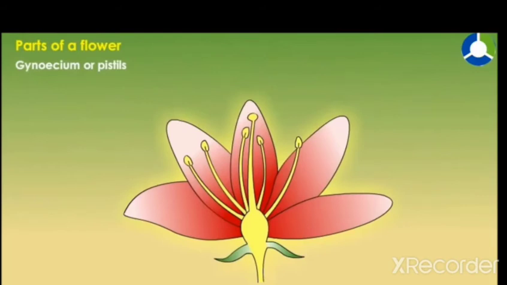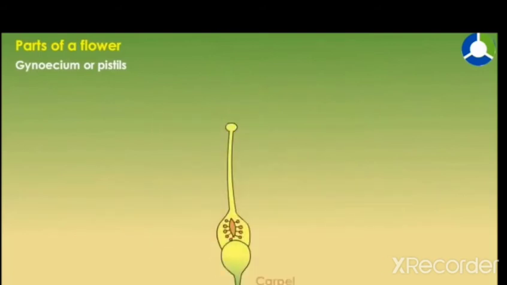Fourth one, gynoecium or pistil. Gynoecium is the fourth whorl of a flower, which is composed of one or more female reproductive organs called carpels. Each carpel consists of an ovary, style, and stigma. The stigma is the terminal part of the pistil. It is sticky, rough, and hairy.